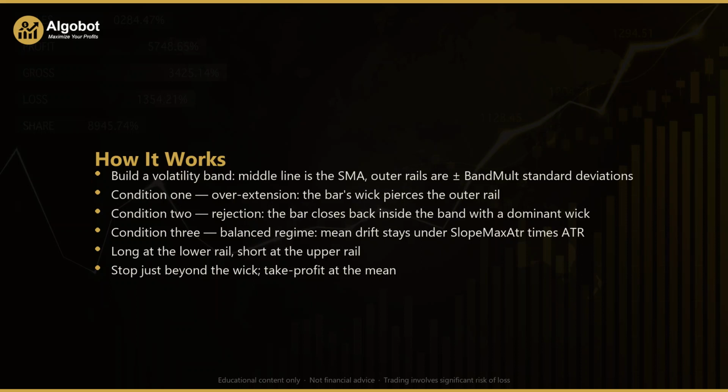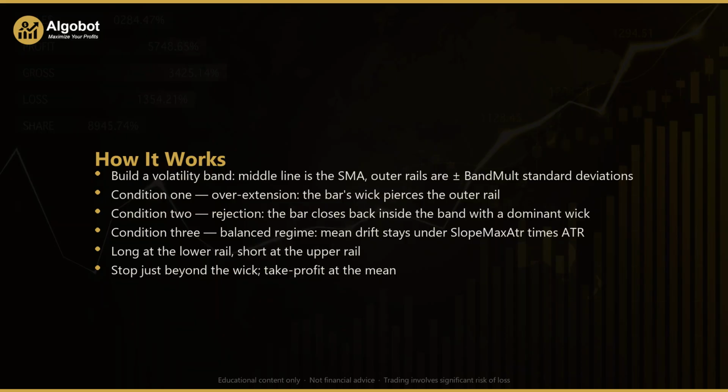Condition 3 is the balanced regime filter. The strategy compares the mean now to the mean 10 bars earlier, and only proceeds if that drift is smaller than a set fraction of the current ATR, by default 0.6. In plain terms, the average must be flat. If it's sloping, the strategy stands aside.